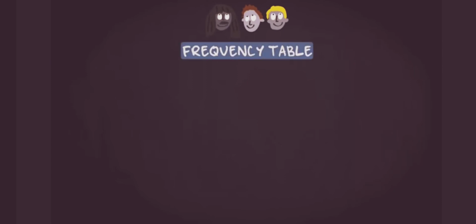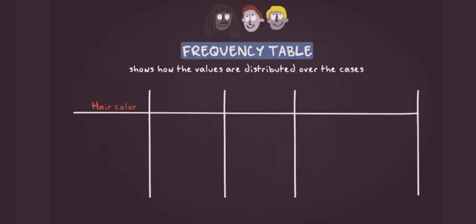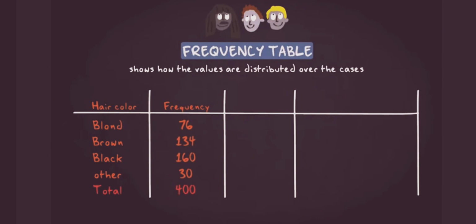Imagine you want to summarize the information you've got about the hair color of the players in the Spanish football competition. A good way to do that is to make a frequency table. A frequency table shows you how the values of a variable are distributed over the cases. A frequency table is nothing more than a list of all possible values of a variable, together with the number of observations for each value. Here's an example based on the variable hair color. We can distinguish 4 categories: blonde, brown, black and other.